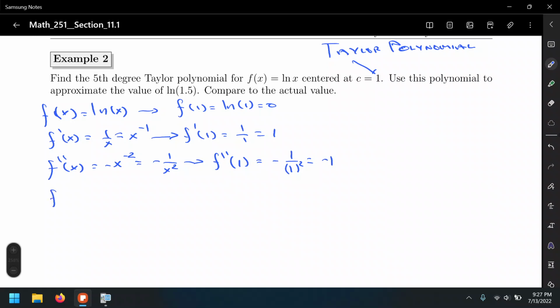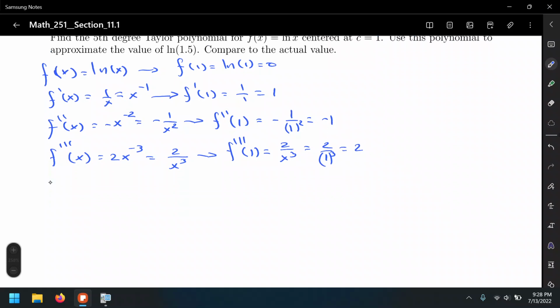Let's take the third derivative. In fact, we're going to take all the way to the fifth derivative because we want the fifth degree Taylor polynomial. So let's take it from here. Negative 2 times negative 1, that's 2x to the negative 3. Let's write it the other way because we need to evaluate it as well. F triple prime evaluated at 1: 2 over 1 cubed, that's 2.